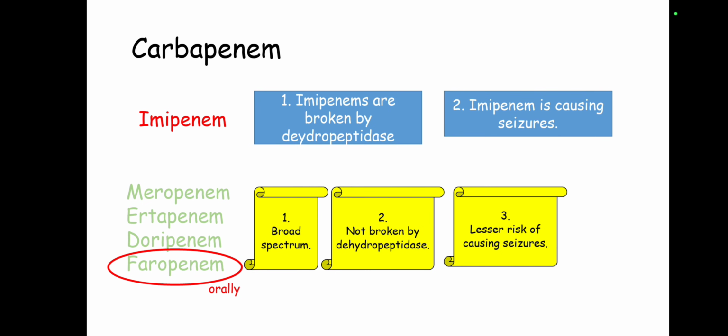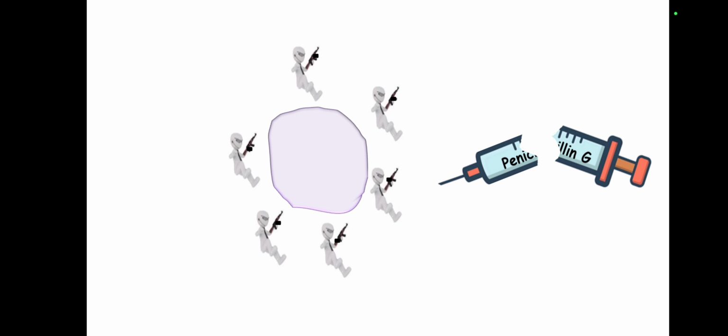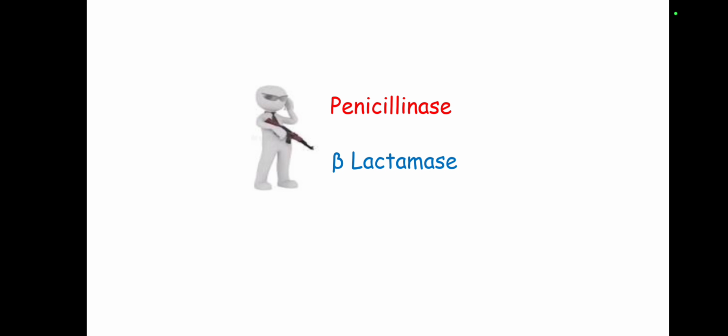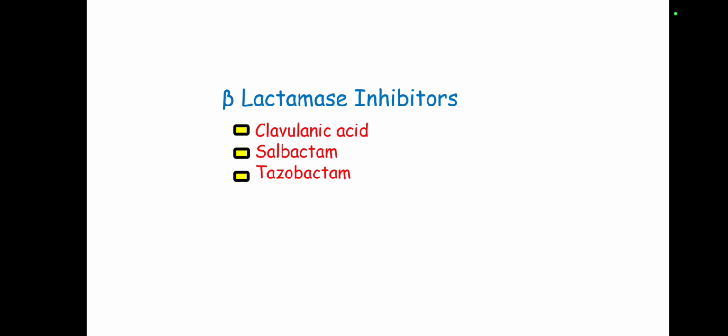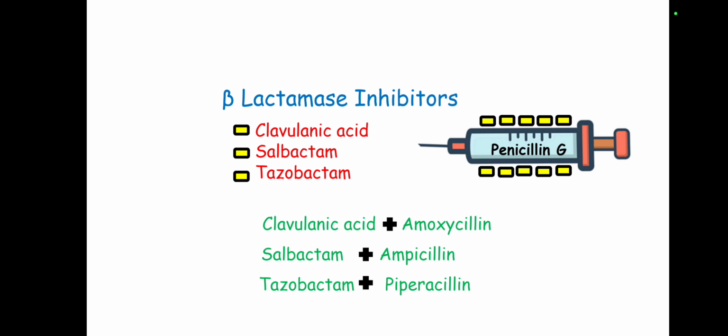Now next thing is, if you remember regarding penicillin, we knew that penicillin had a very narrow spectrum. And what was the reason regarding the narrow spectrum? Yes, because the bacteria used to produce their security guard, if you remember. And what the security guard was doing, it was breaking down the penicillin G, right? And for protecting penicillin G, what we did, no, penicillinase were the enzymes, isn't it? And penicillinase are also known as beta lactamase. And for inhibiting these beta lactamase, what we were doing, we were giving beta lactamase inhibitors, isn't it?